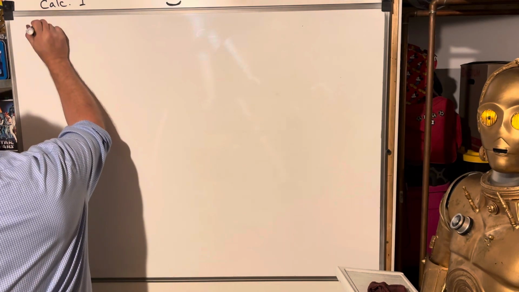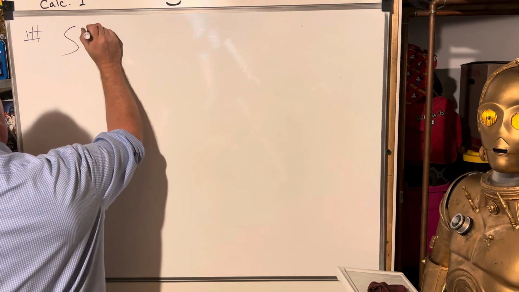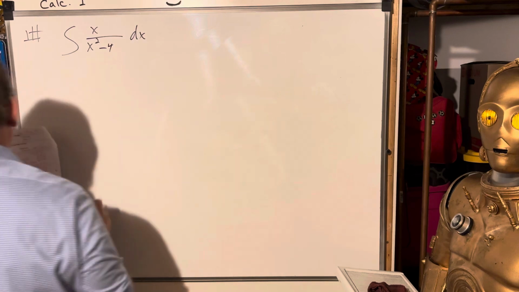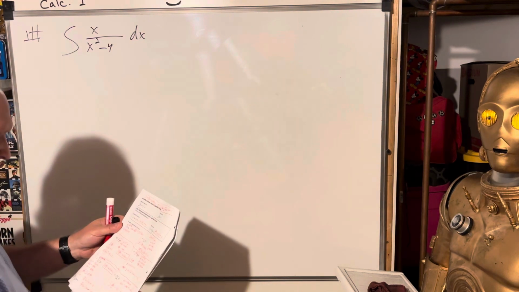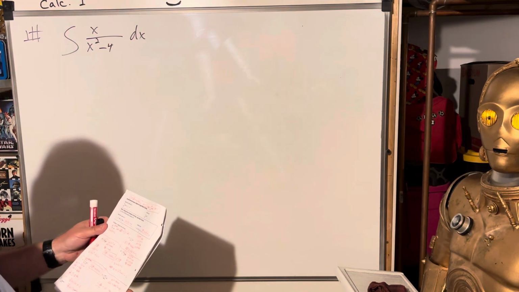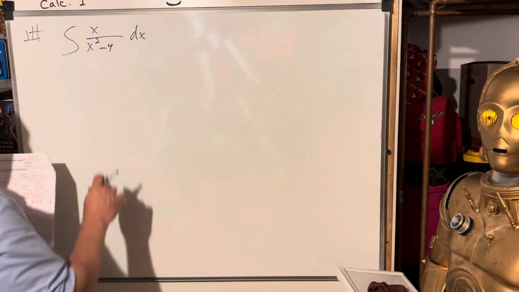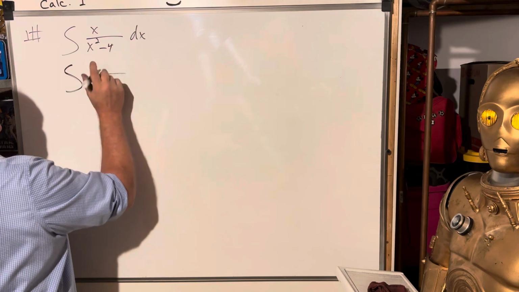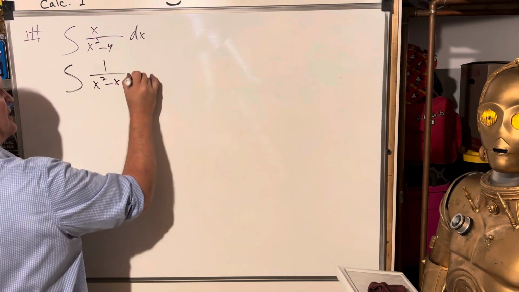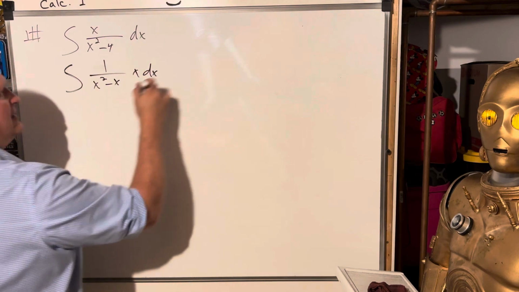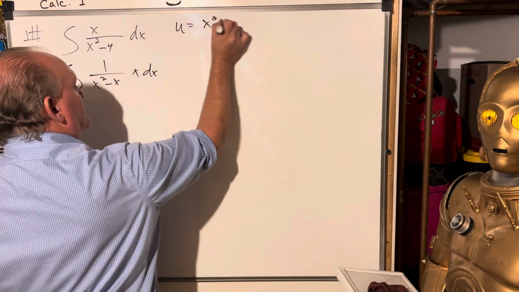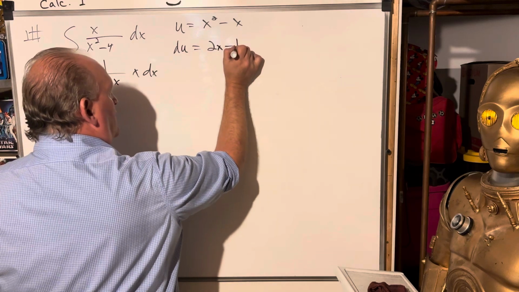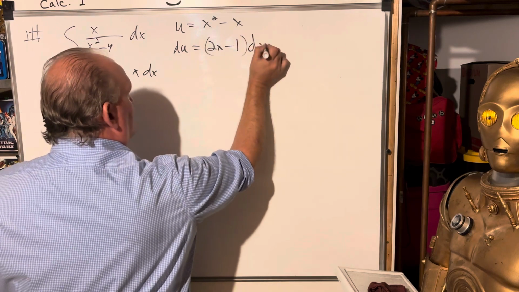This one, 3. What's going on with this? We have x squared minus 4 dx. Interesting. So again, we might want to think of this like this: x over 1 over x squared minus 4 x dx, like that. And so let's say u is equal to x squared minus x. So du is equal to 2x minus 1 dx.